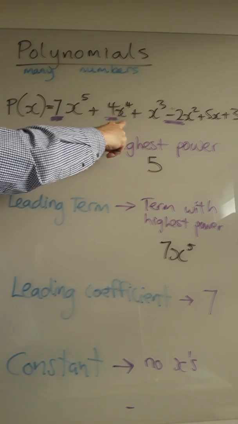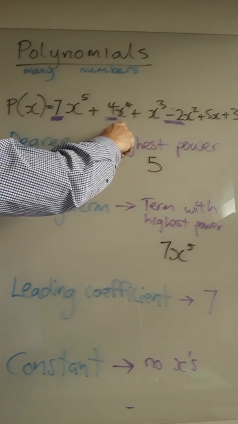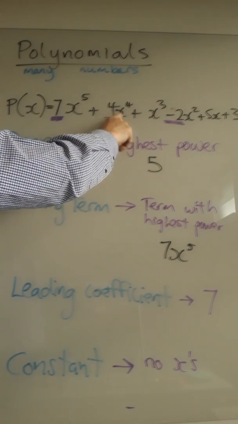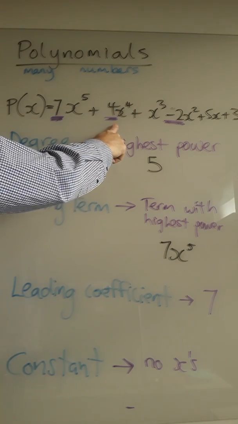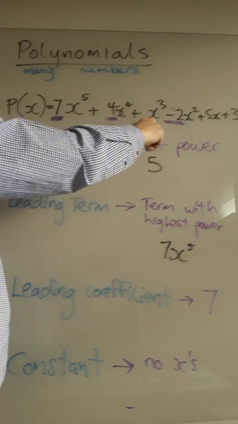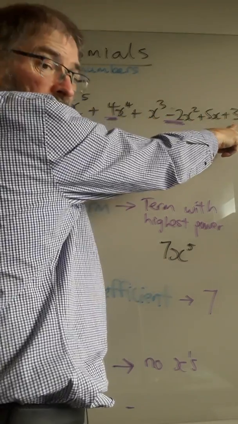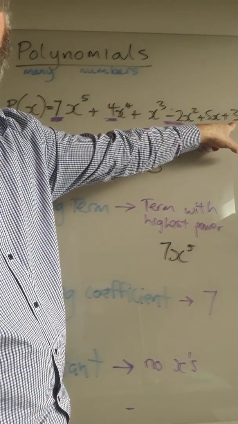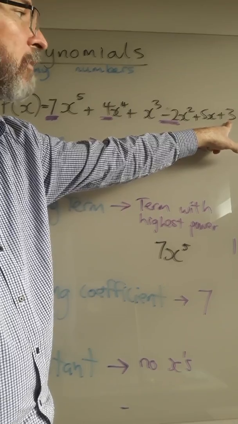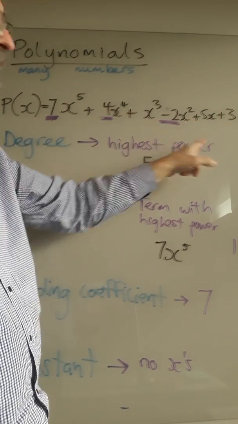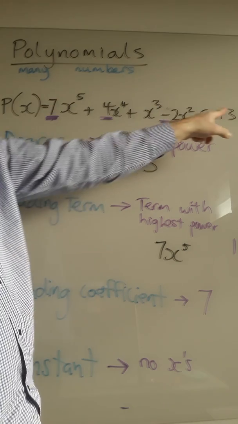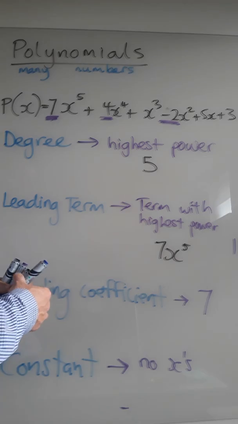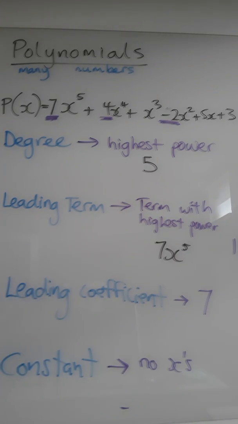And same with this one. If x is 1, then that term works out to be just 4. But if that x is 2, 2 to the 4 is 16, 4 times 16, it'll be 64. So these terms all change depending on what x is. But this guy here is a 3. This guy at the end is a 3, and it does not change depending on what x is. If x is 1, that's still a 3. If x is 0, that's still a 3. So it's a constant term because it has no x's. It's unaffected by the changing value of x.